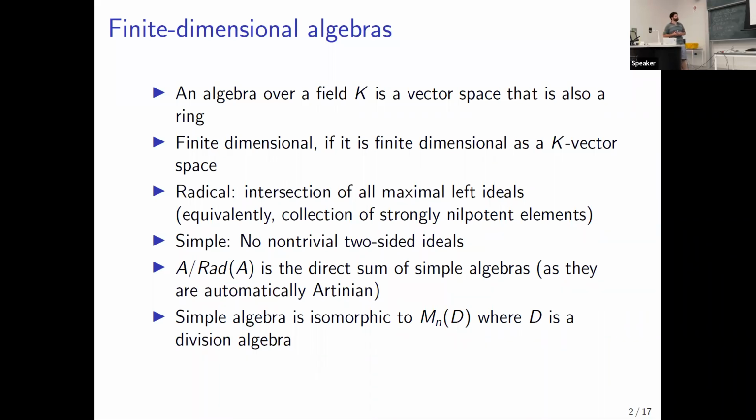And if you factor out by the radical, you get a semi-simple algebra, and it's actually a direct sum of simple algebras. And the simple algebra also has a particular structure. It's always a full matrix algebra over some division ring.